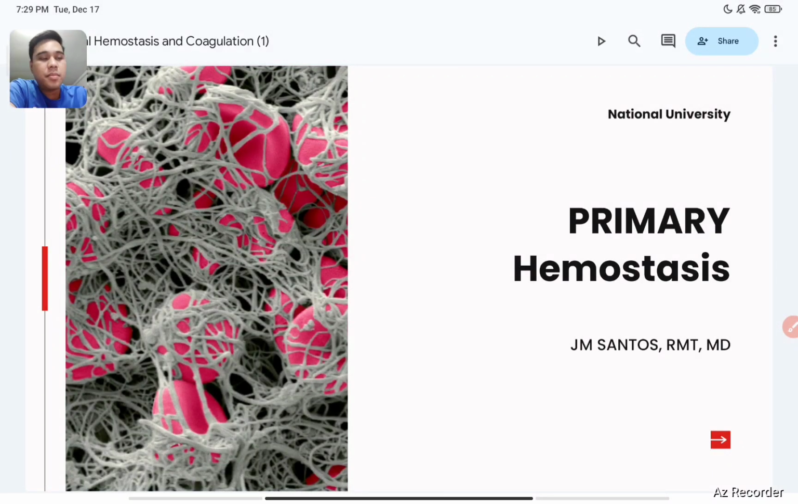Again, I'm Dr. JM, and our topic for this week is about the primary hemostasis. So, when we say hemostasis, it has two stages. We have the primary and the secondary in the books, but actually, we have three, because in the books it states primary hemostasis, which involves the blood vessels and the platelets. For the secondary hemostasis, it talks about the coagulation cascade, and for tertiary, actually it talks about the fibrinolysis. Okay, but for this week, our topic is about the primary hemostasis.